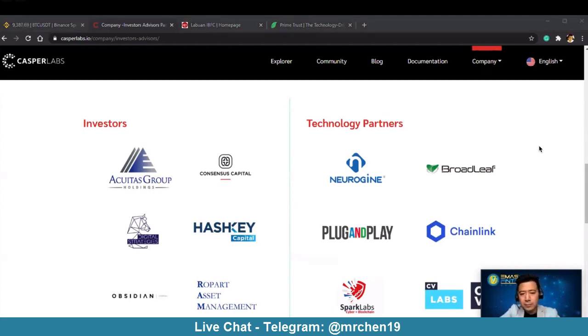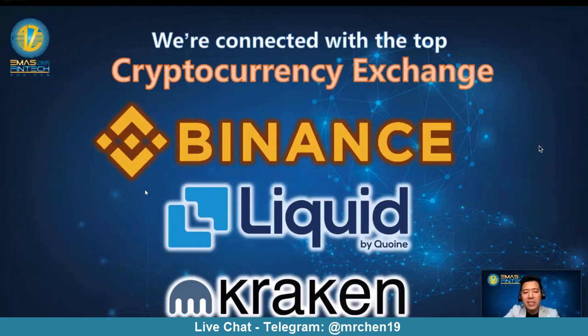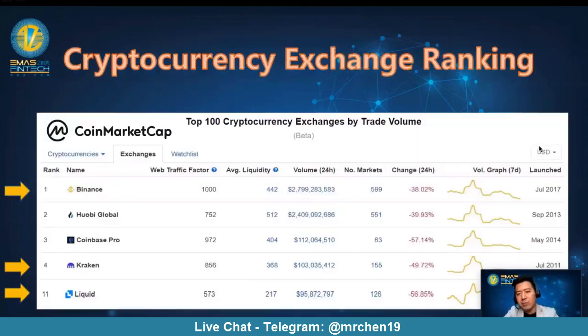So talking about the exchanges, as you can see, Binance is listed as a top exchange in the world based on trading volume. Please bear in mind, trading volume is also one of the reasons why we are connected with them. Just now I mentioned relationships. As you can see, we at Emas Fintech, with our super digital engine, are not only connected to Binance, but the exchanges we are connected to are the top exchanges in the world. As you can see over here, Binance, Kraken, Liquid.